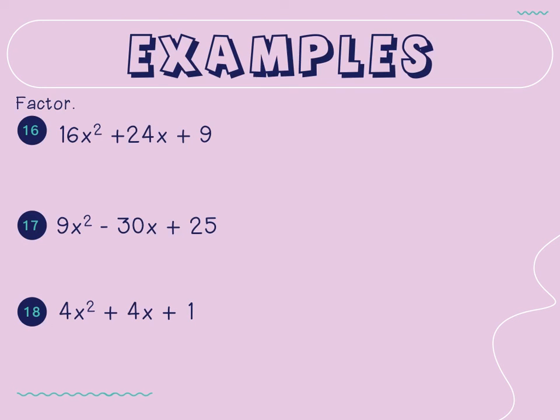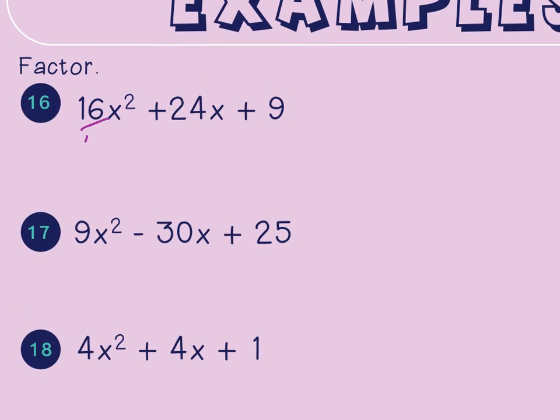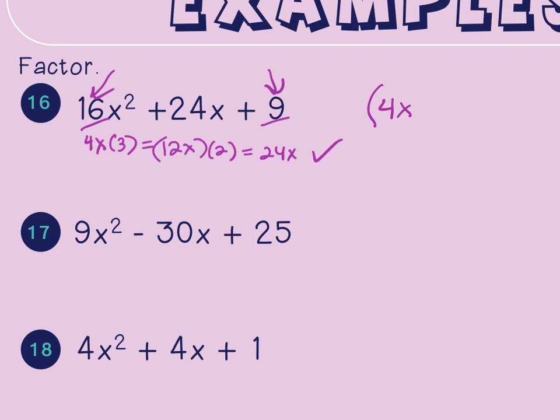All right, so they look like this. 16, first thing we're going to do is test it. Square root the first term, this is 4x. Square root the last term, that's 3. Multiply them, that's 12x. Double it, and that's 24x. So that means this is a perfect square trinomial. And then to factor it, we would square root the first term, which is 4x. Square root the last term, which would be 3. Take the sign from the middle, that's a plus. Put it in the parentheses and square it. Questions on that one?